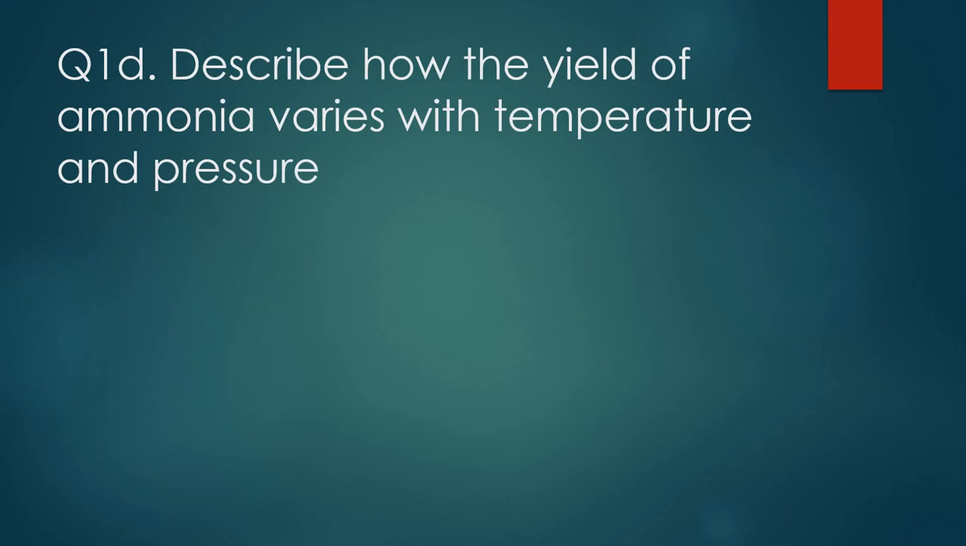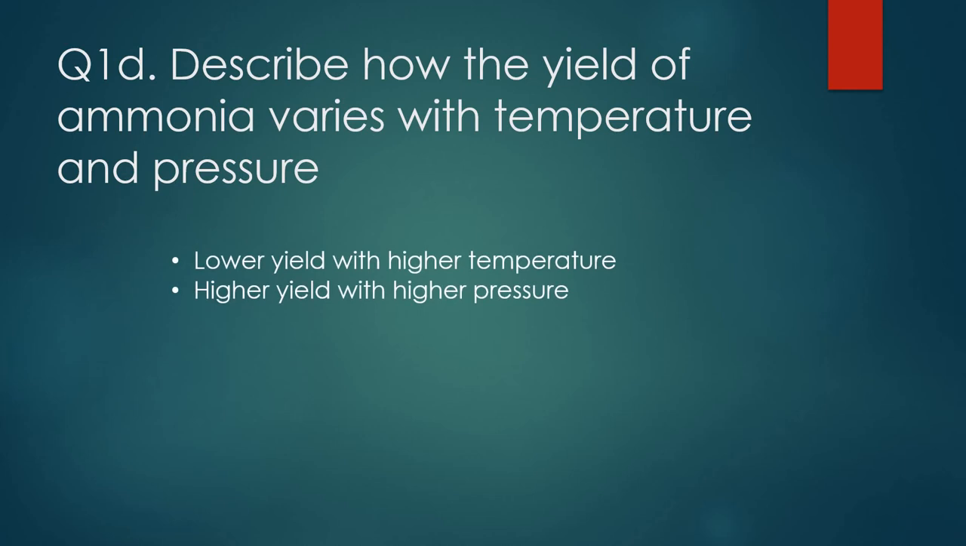Describe how the yield of ammonia varies with temperature and pressure. There is a lower yield with higher temperature and a higher yield with higher pressure.